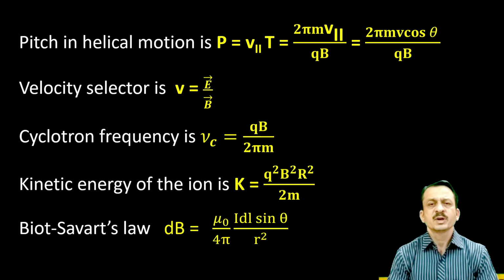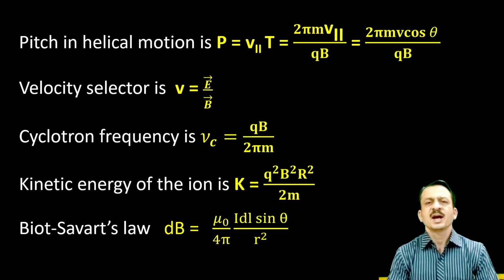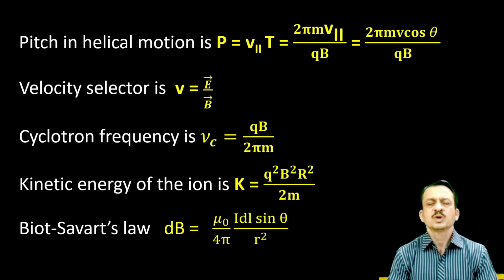Now this is obtained for an infinite length conductor. If a conductor has a finite length, then the formula is modified, that is mu naught divided by 4 pi into I by R into (sin theta 1 plus sin theta 2). Theta 1 and theta 2 are the angles subtended by the ends of the conductor at the given point.